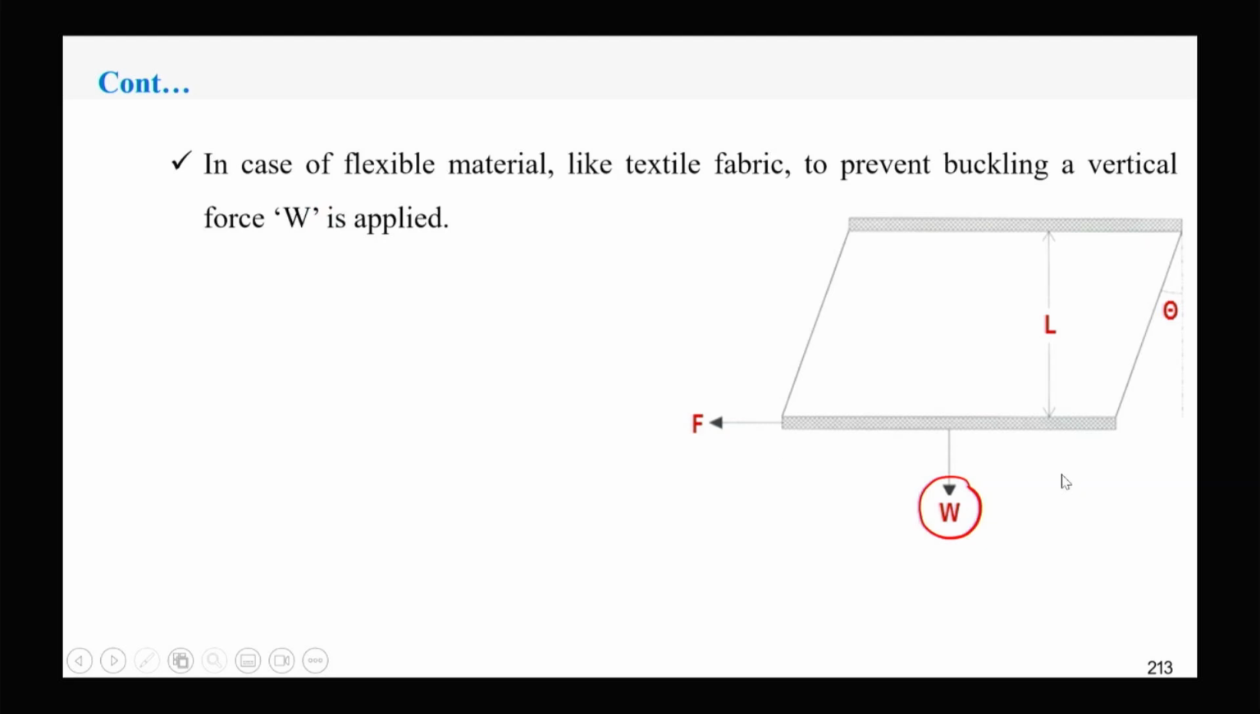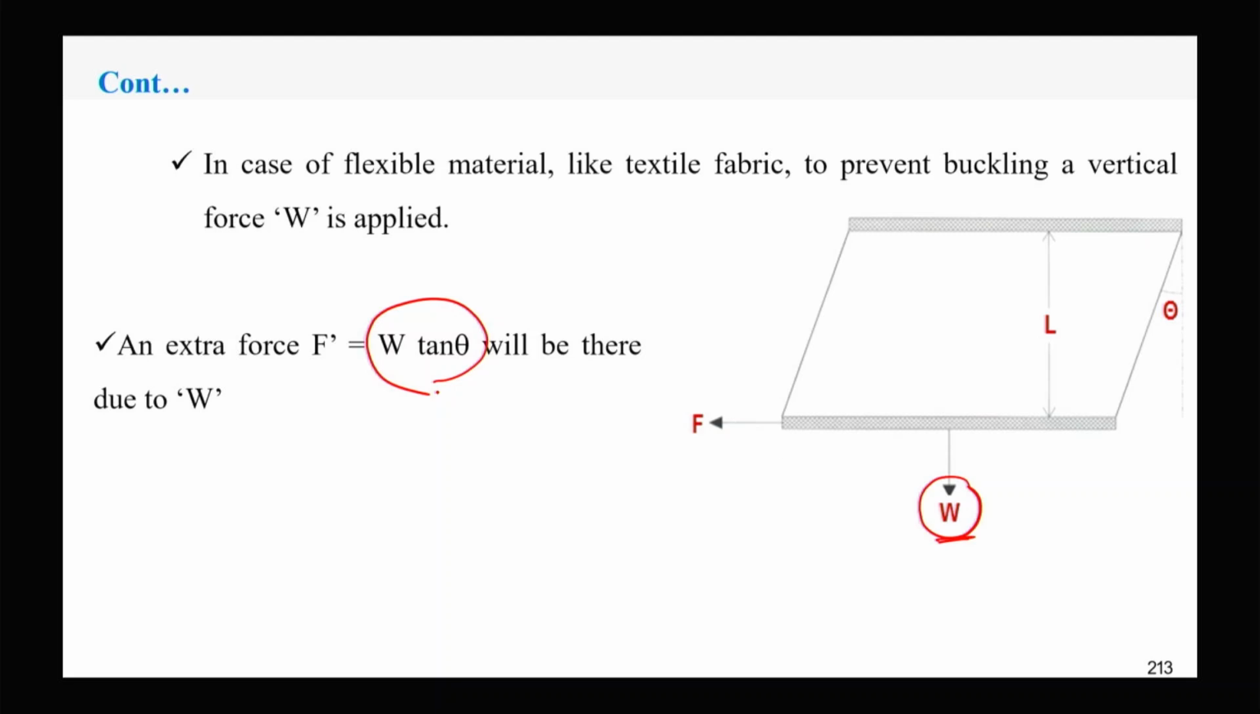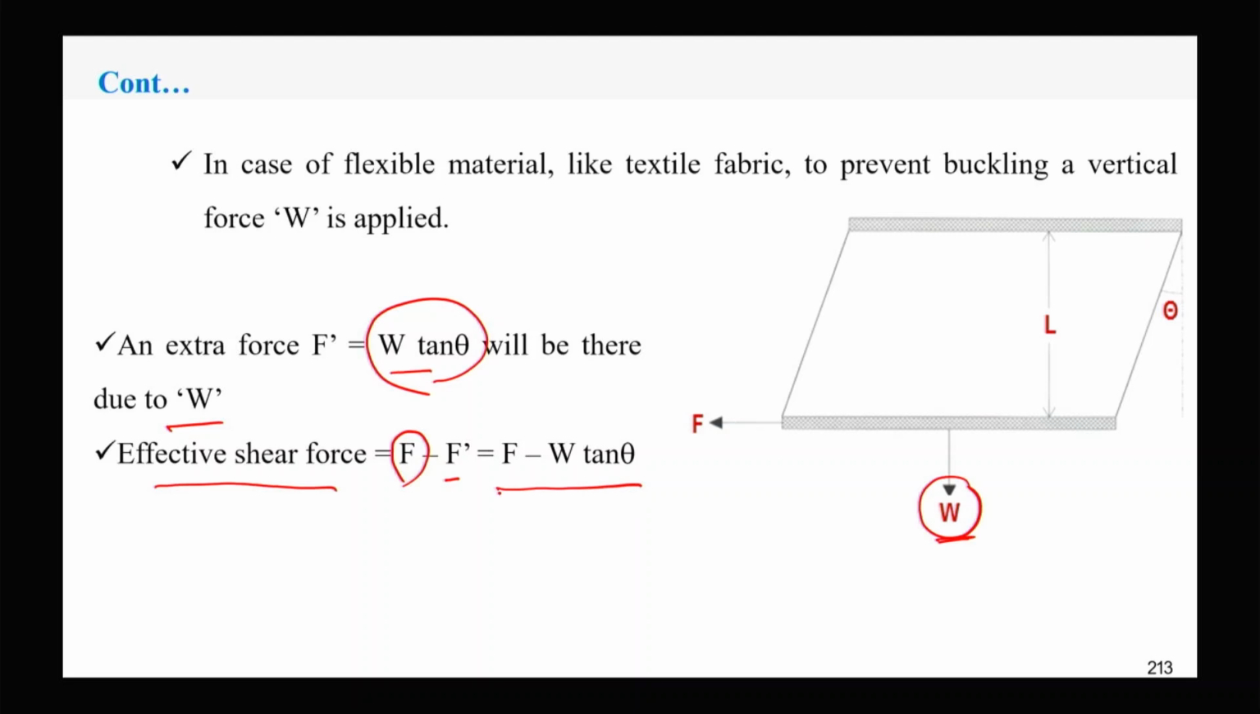So to avoid buckling, a vertical force W is applied. The extra force required for shearing due to this vertical force W is W tan theta. So the effective shear force is the total shear force minus the extra shear force required due to the applied vertical load. So F minus W tan theta is the effective shear force, and shear stress is expressed as the force per unit length.